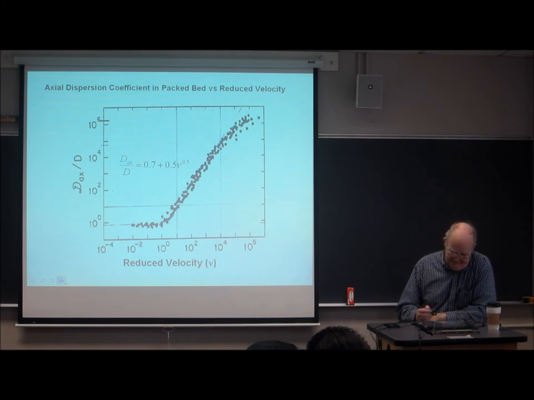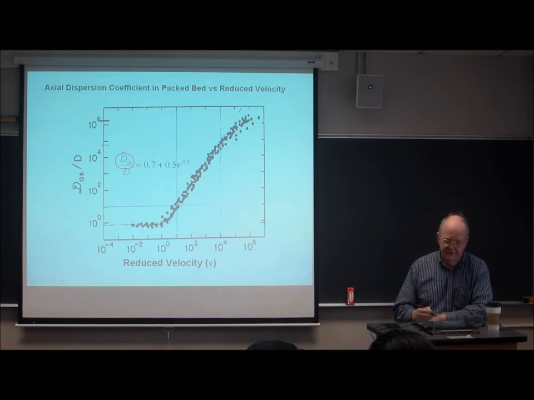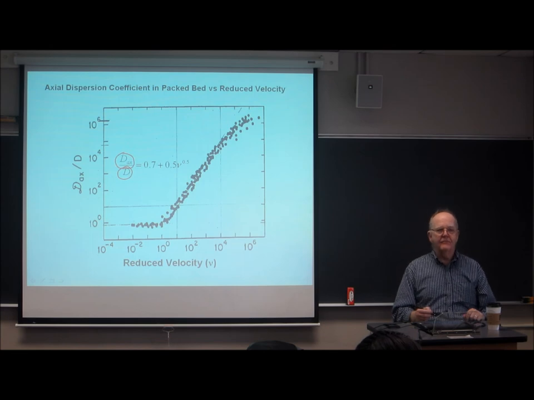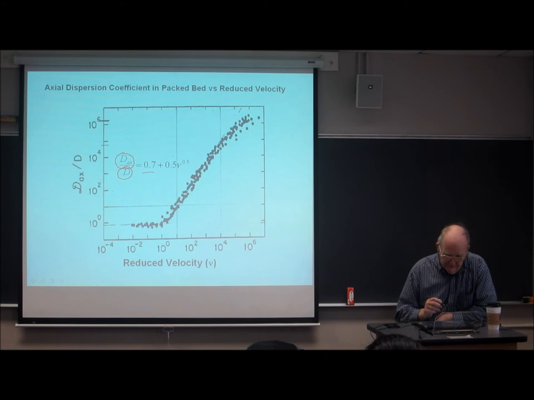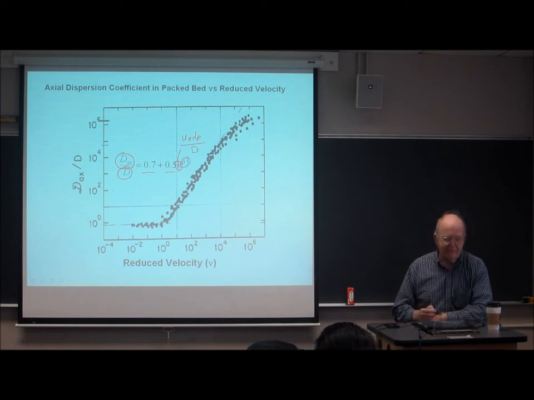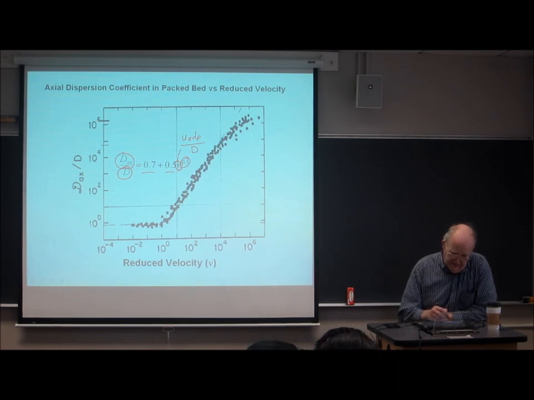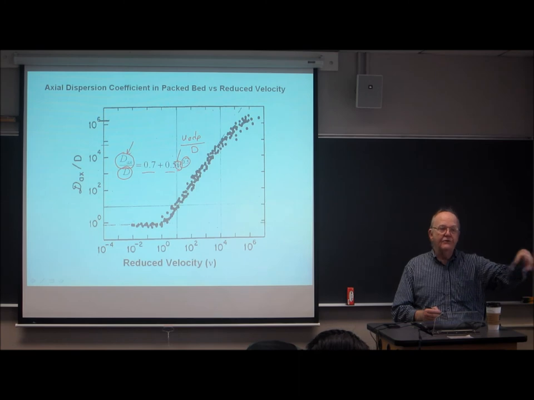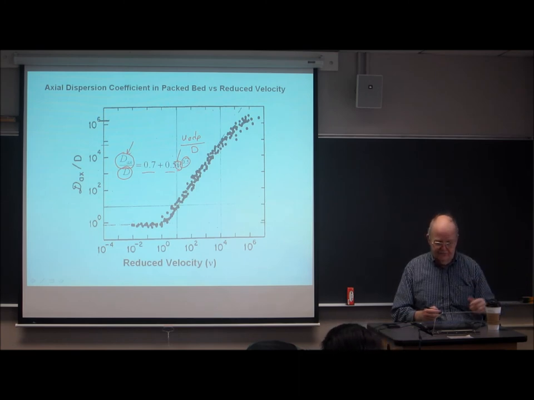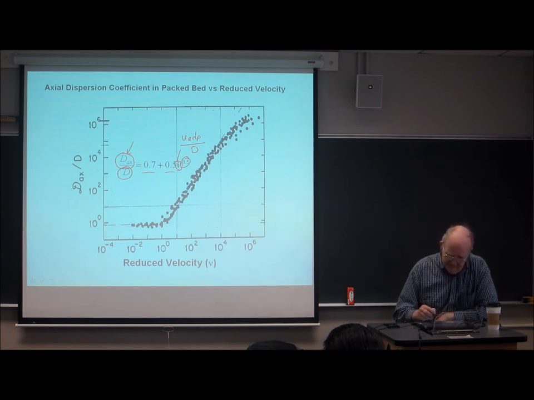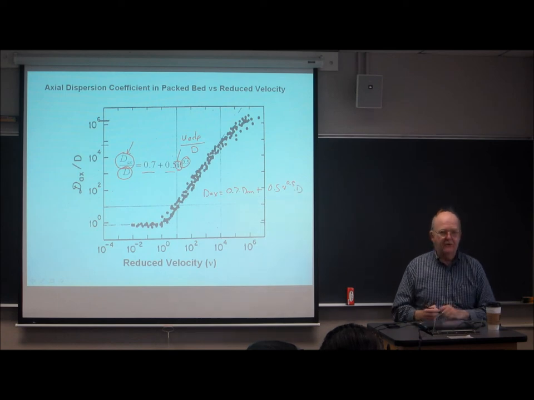And they fit the data, and they find that the axial dispersion coefficient relative to the diffusion coefficient in the mobile phase is equal to about 0.7 plus 0.5 times the reduced velocity, that is u d_p divided by the diffusion coefficient, raised to the 1/2 power. That's what this plot looks like. So we can take this dispersion coefficient and use it in our equations for the HETP for axial dispersion. If we multiply this out, it would look like that.